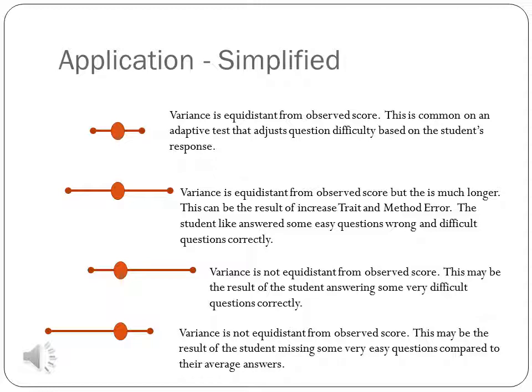In the last example, the longer part of the line is below the observed score. This could be a result of the student missing some very easy questions compared to their average answers. It could be careless errors, or it could be the case of an ELL student where they have a strong knowledge of certain core subjects, but they may have lacked some vocabulary or background knowledge and were not able to answer some easier questions.